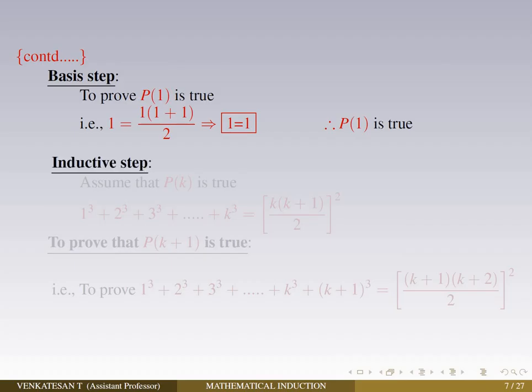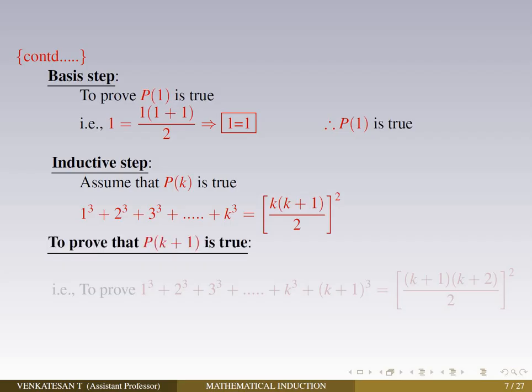Next, in inductive step, in inductive hypothesis, I have to assume P of k is true. That is, replacing n values with k in the question. So 1 cube plus 2 cube plus 3 cube plus etc. plus k cube is equal to k times of k plus 1 divided by 2 whole square. Now, I want to prove that P of k plus 1 is true. That is, extending up to k plus 1 whole cube. So my right hand side would be k plus 1 into k plus 2 divided by 2 whole square.